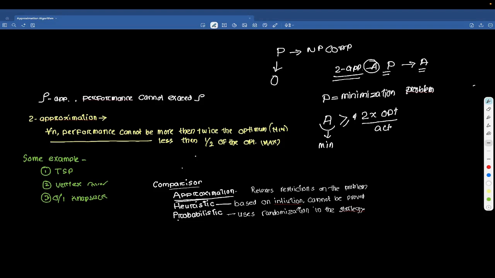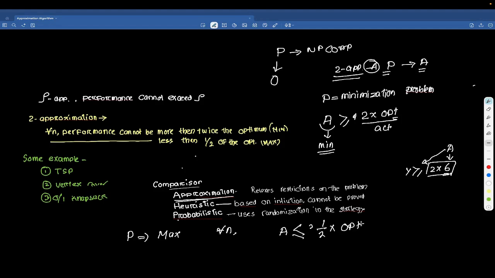And how close is it? The result given by A cannot be greater than 2 times the optimal solution. For example, if the actual optimum is 6 and we produce a suboptimal result y, then y will definitely be greater than this value, but it cannot be greater than 2 times this value. Similarly, if P is a maximization problem, then for any size of data n, the performance given by A cannot be less than half of the optimal solution.